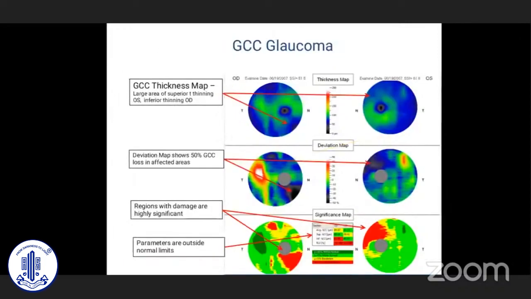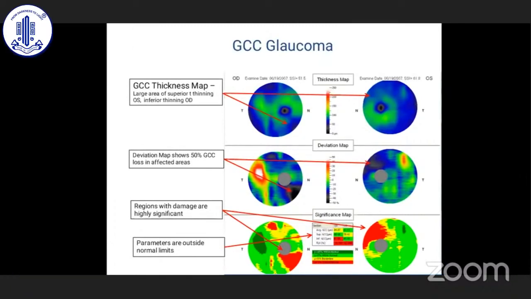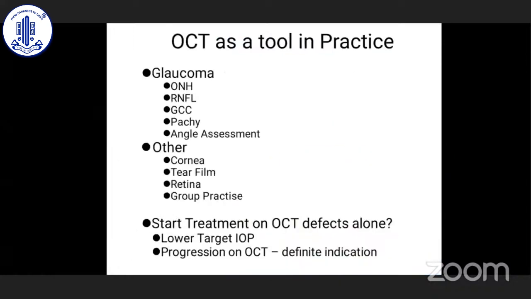And again, you can just see inferior GCC on the right side, again inferior. Remember, inferior in glaucoma, that's very, very important. And on the other side, you have superior changes. Both of these need to be alerted. The patient needs to be alerted, and moreover, the doctor needs to be alerted. We need to lower the target pressure in this patient.